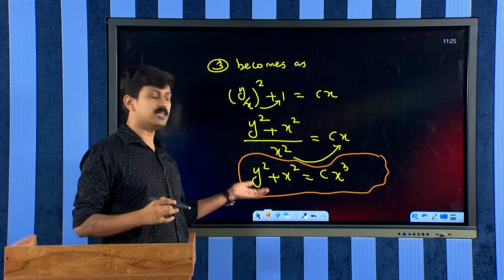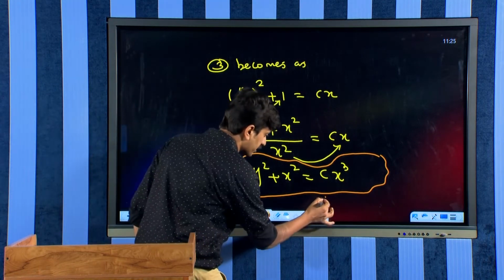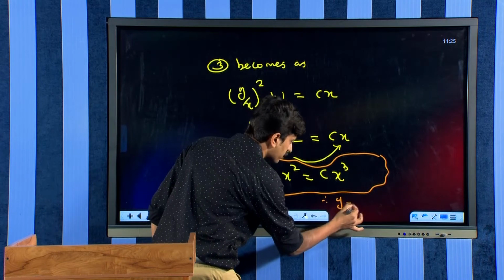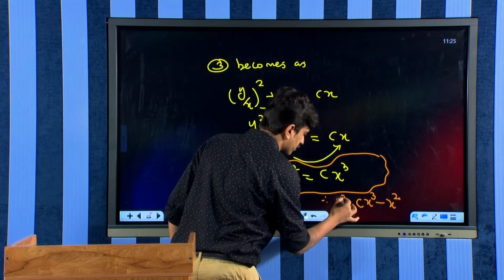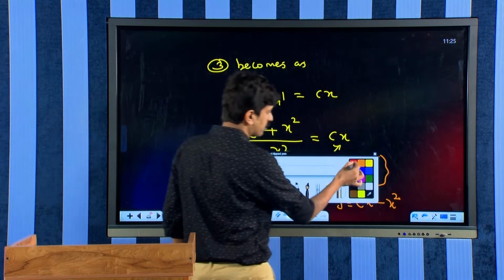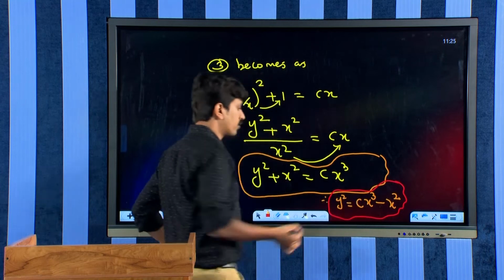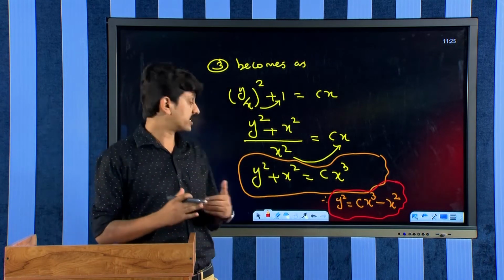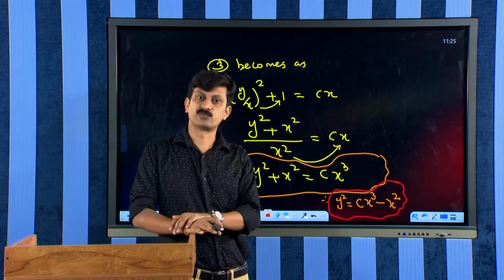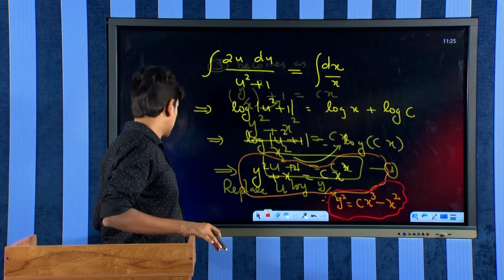Now, if we need, this also can be written as y square is equal to cx cube minus x square. This is also a form of the general solution. Either we can write in this mode or in this mode, no problem. In both cases, we can consider this as the general solution of the given differential equation.